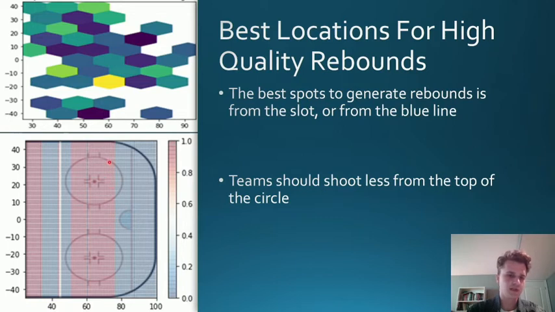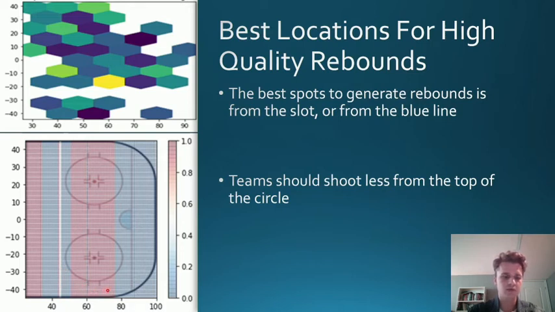So we can see that the best place to shoot from is this area in the slot and the hash marks distance from the net, inside the circle. It's also a good idea to shoot from the point. So these areas in red are where you will be generating the highest quality rebounds. There is a no man's land here, this blue area at the top of the circle. And teams shouldn't be shooting from here if they want to generate these high quality rebounds.